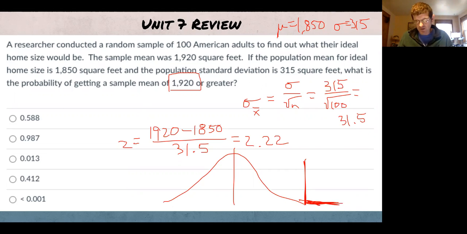I'm going to go ahead and do it because I hate not finishing. All right, the normal CDF tells me that there's only a 0.013 probability of that happening. So there's your answer.